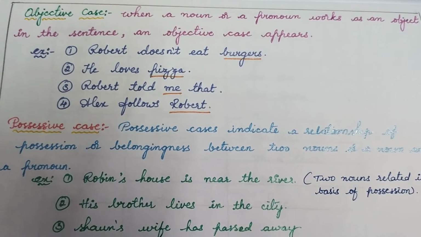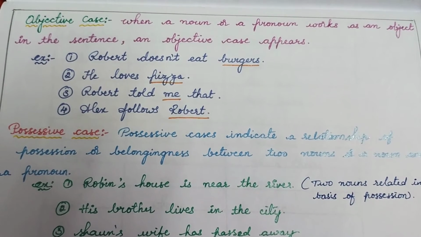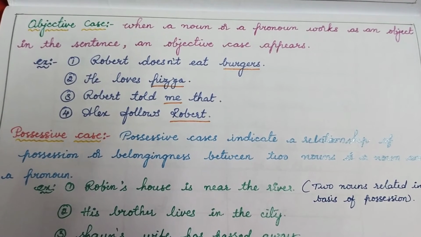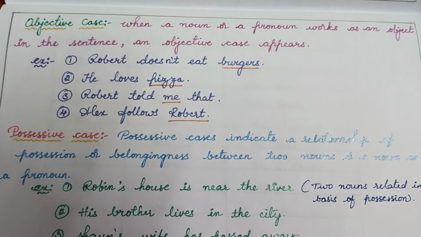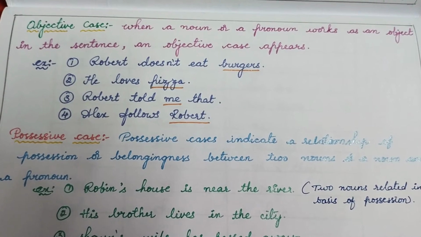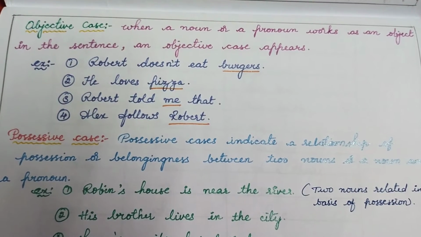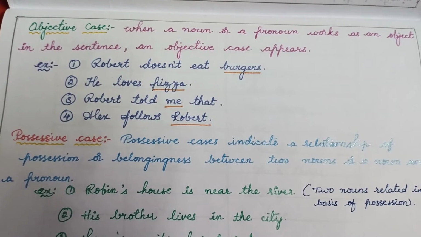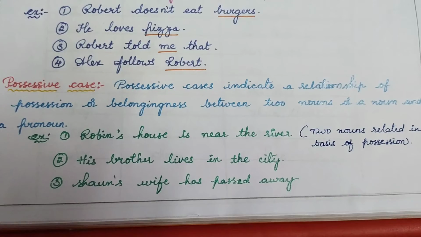He loves pizza. So pizza is our object. He loves what? Pizza. So pizza remains to be objective case for this sentence. Robert told me that. Robert told whom? Me. So me is objective case. Alex follows Robert. So Alex follows whom? Robert. So Robert is objective case.